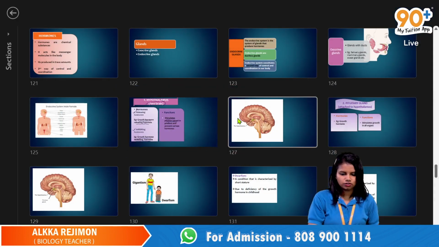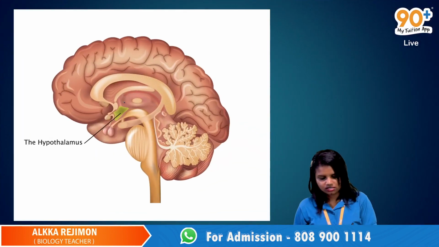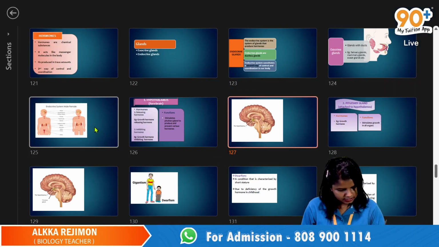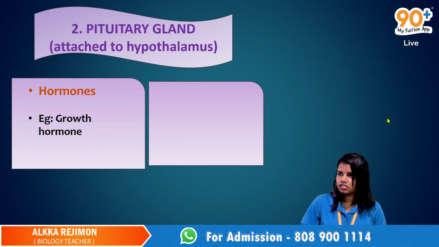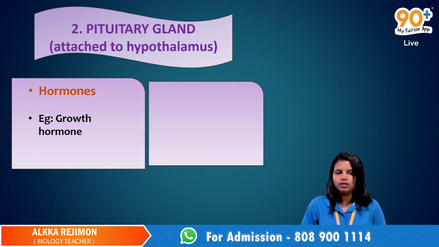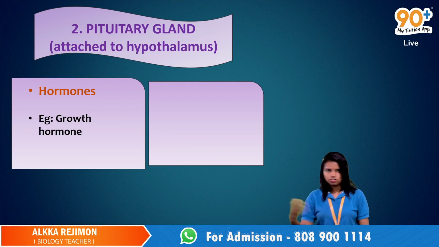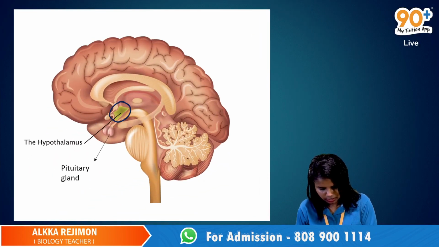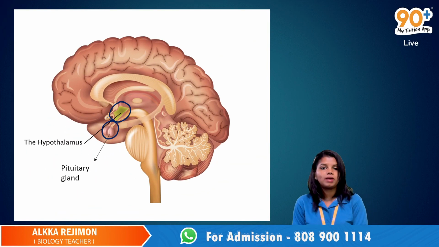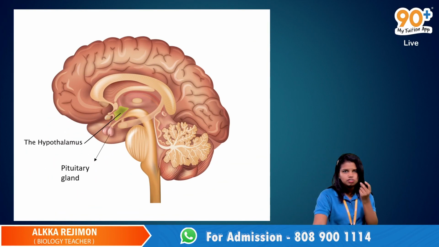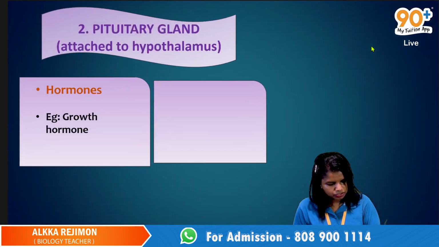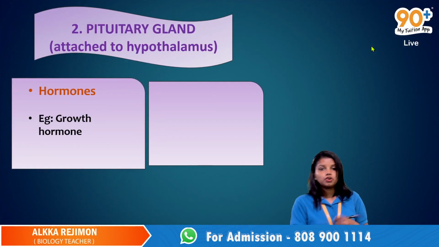So here you can see the area of the hypothalamus, and then there is the pituitary gland which is attached to the hypothalamus. So yeah, here you can see the pituitary gland. This is the hypothalamus, and just below the hypothalamus you can see this bilobed structure. It is almost looking like two peas, right? It is attached to the hypothalamic region, and the pituitary gland is the region which produces hormones like the growth hormone.